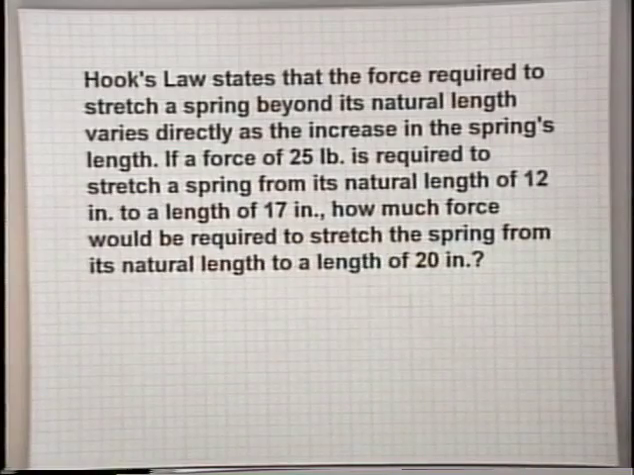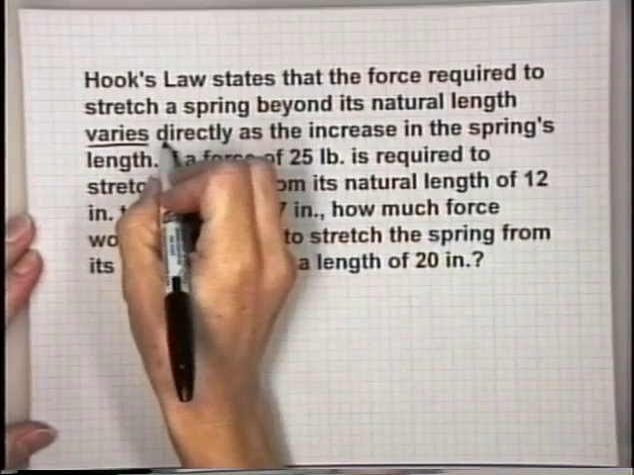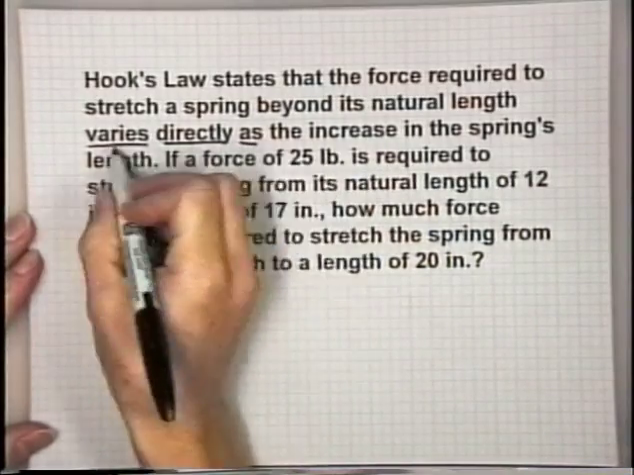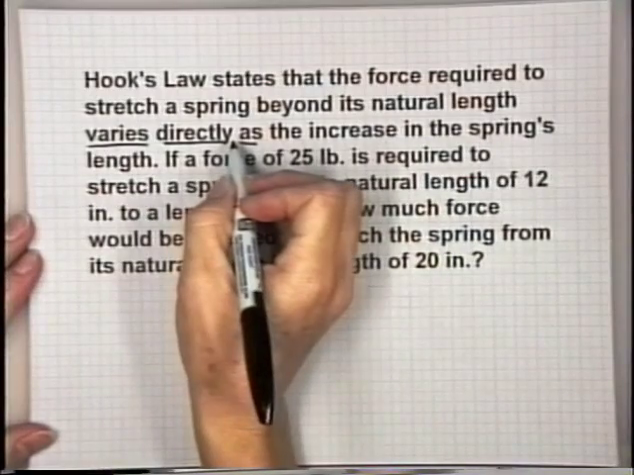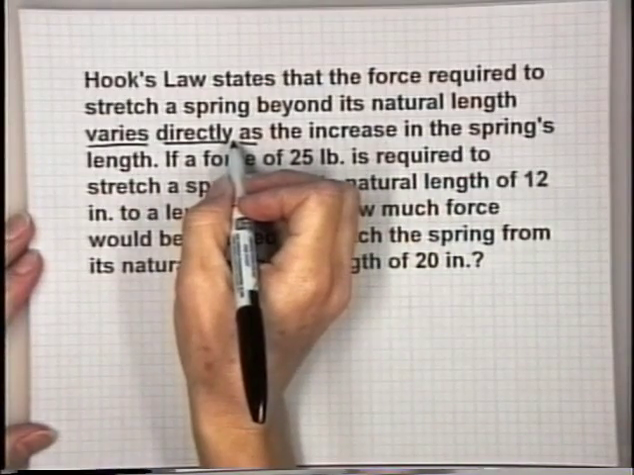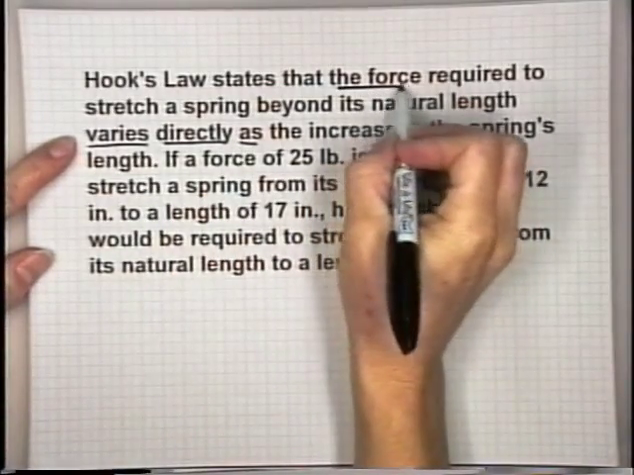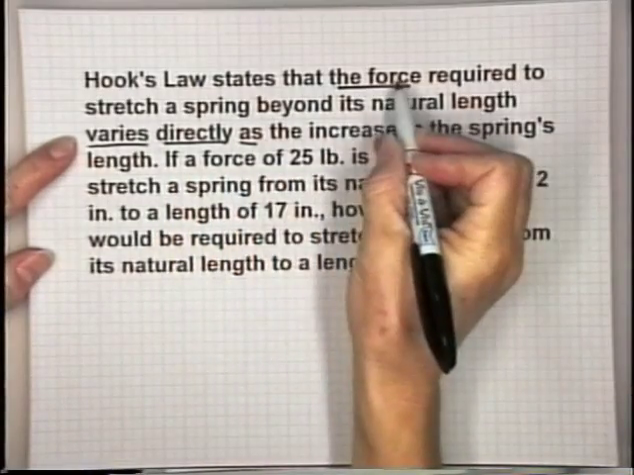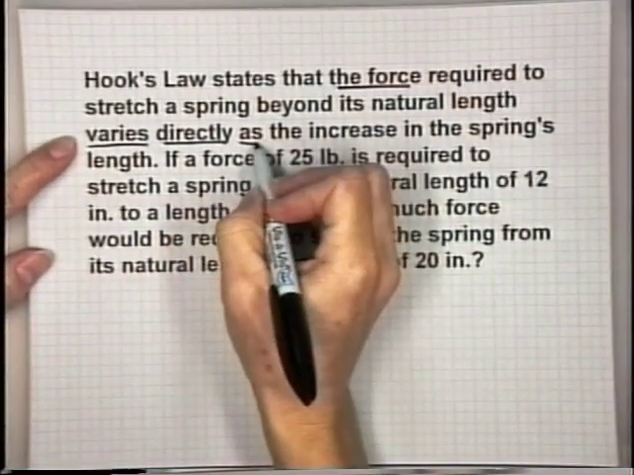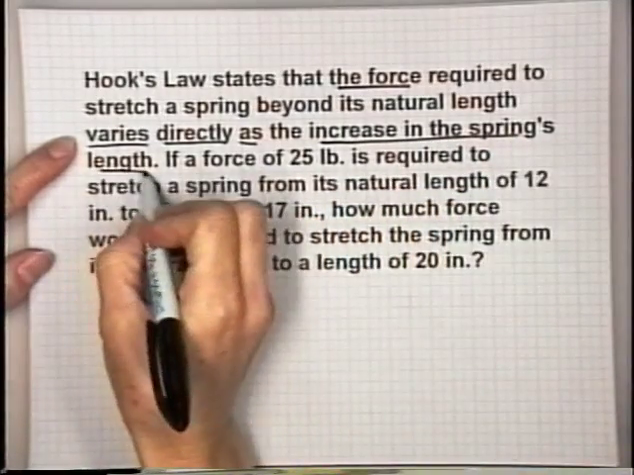As we read through this problem, did you notice right here the words "varies directly as"? This indicates we have a direct variation, and so we know something about the form that our equation should have. Now let's take a look. The force, and he talks about what this force means, the force varies directly as the increase in the spring's length.